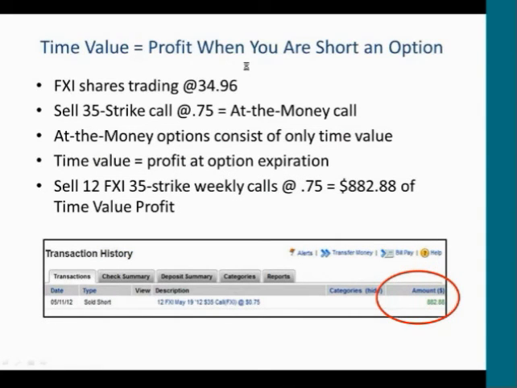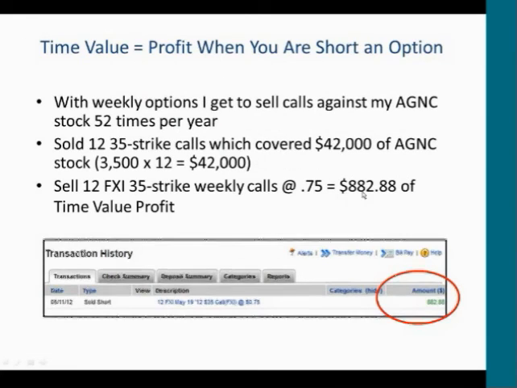And with the FXI, with the ETF trading at 34.96, sold the 35 strike call at 75. So that would be the at-the-money call. Again, all time value becomes profit if 1 week later, at option expiration, so I collected $882 of time value profit.